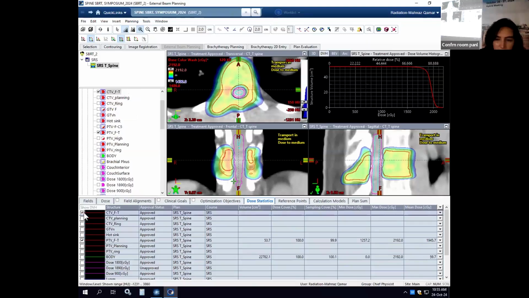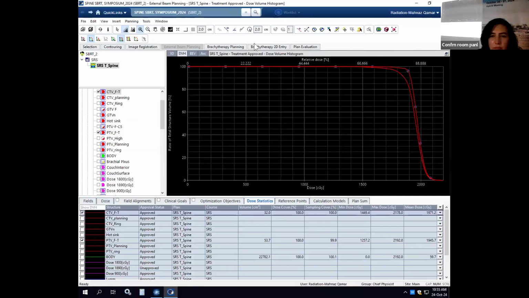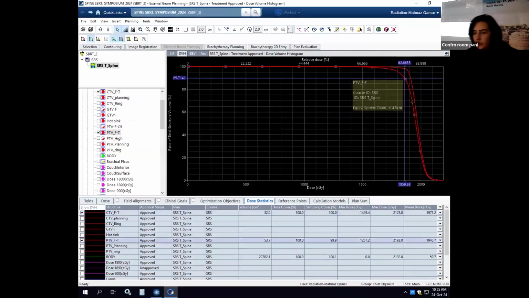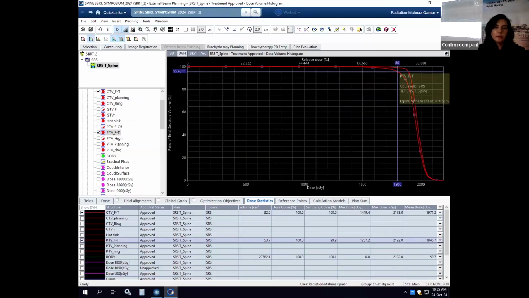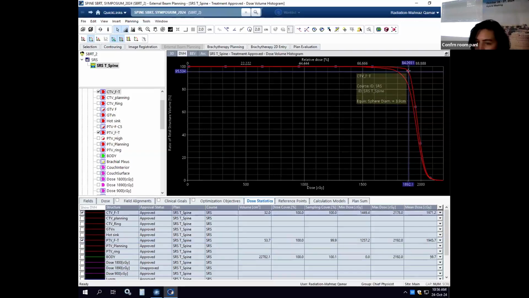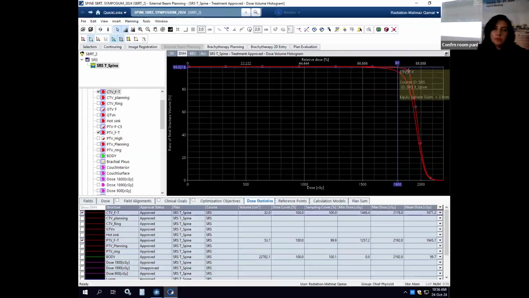So if we look at our CTV coverage, so this is our CTV. So we're getting 95% of the volume getting the prescription dose. PTV, sorry, this is the PTV. 95.4% of the volume is getting the prescription dose. And this is the CTV, where more than 99% of the CTV is getting the prescription dose.